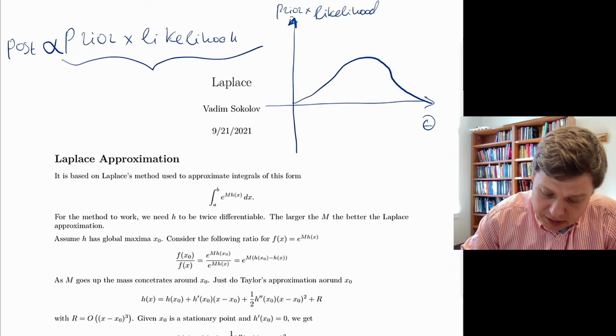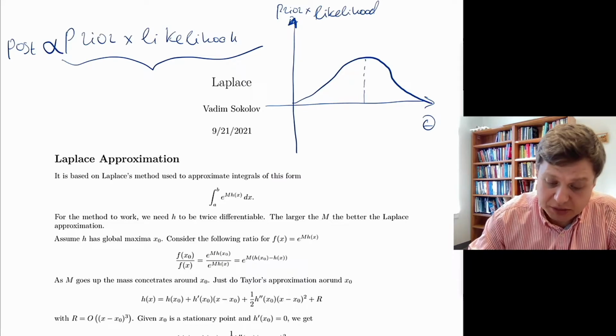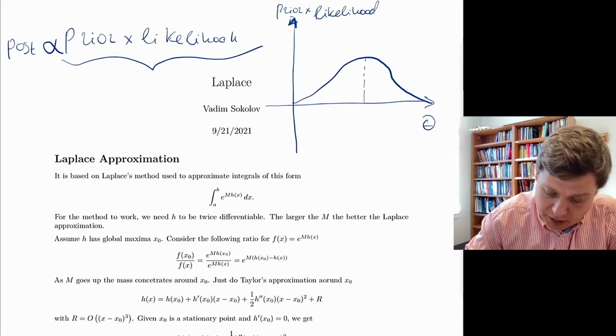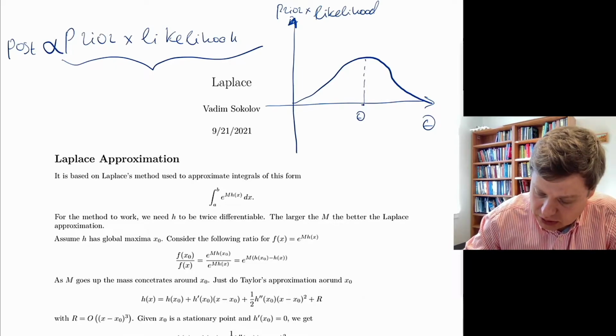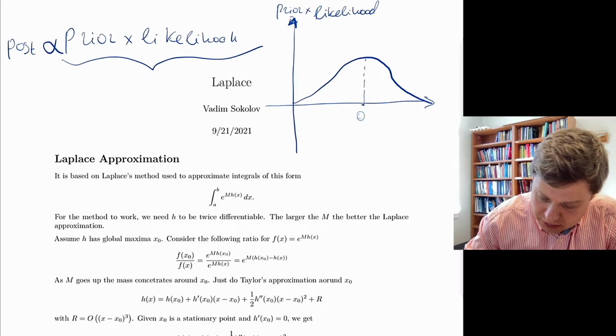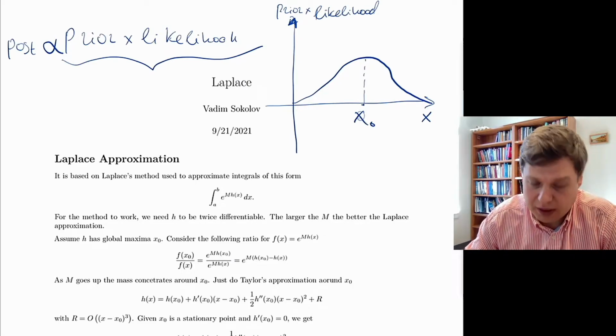And Laplace approximation will find the point where the posterior, or the function proportional to the posterior, reaches its maxima. Actually, to be consistent, let's use x as a variable, because that's what I use in the notes. So we're going to have f(x) and x0. So x0 is the point of maxima.